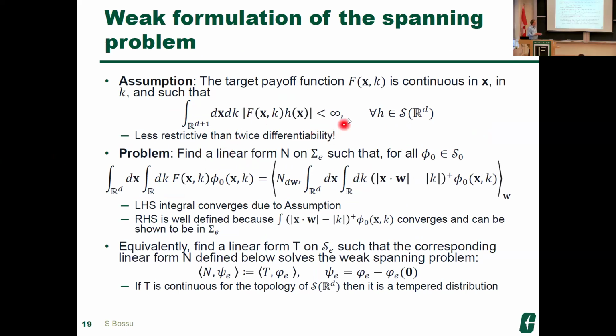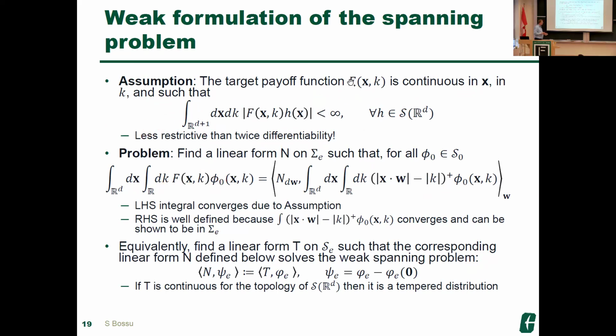The assumption that we have is less restrictive than twice differentiability. We say that the target payoff function has to be continuous, at least in the price vector x, and also in the strike parameter k, and such that when modified by a rapidly decaying Schwartz function, this is integrable in x and k.